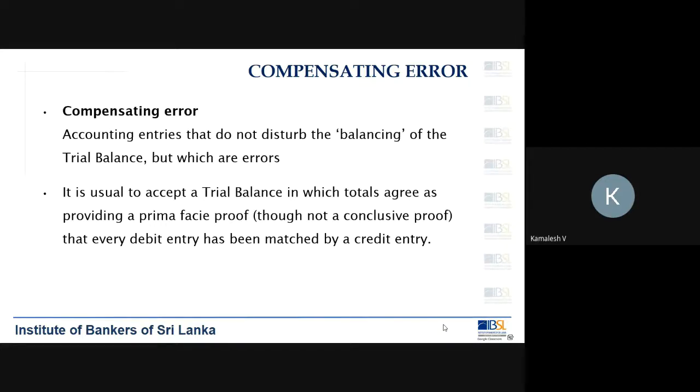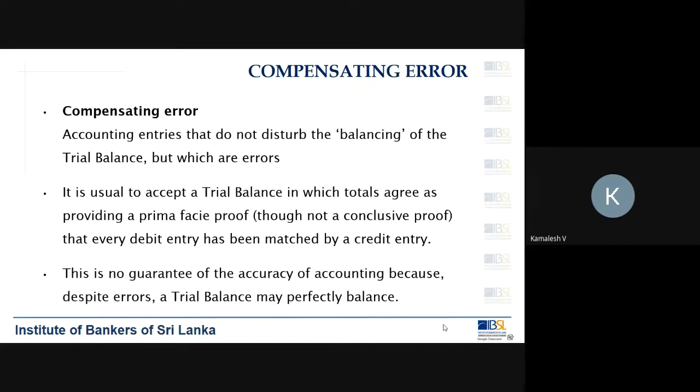Right? So I hope the person who asked what a compensating error is would have understood. A compensating error is where there are two errors and one will compensate the other, where you enter 10,000 more in one place and you reduce 10,000 in another place. Due to that, your trial balance is in order. Okay?